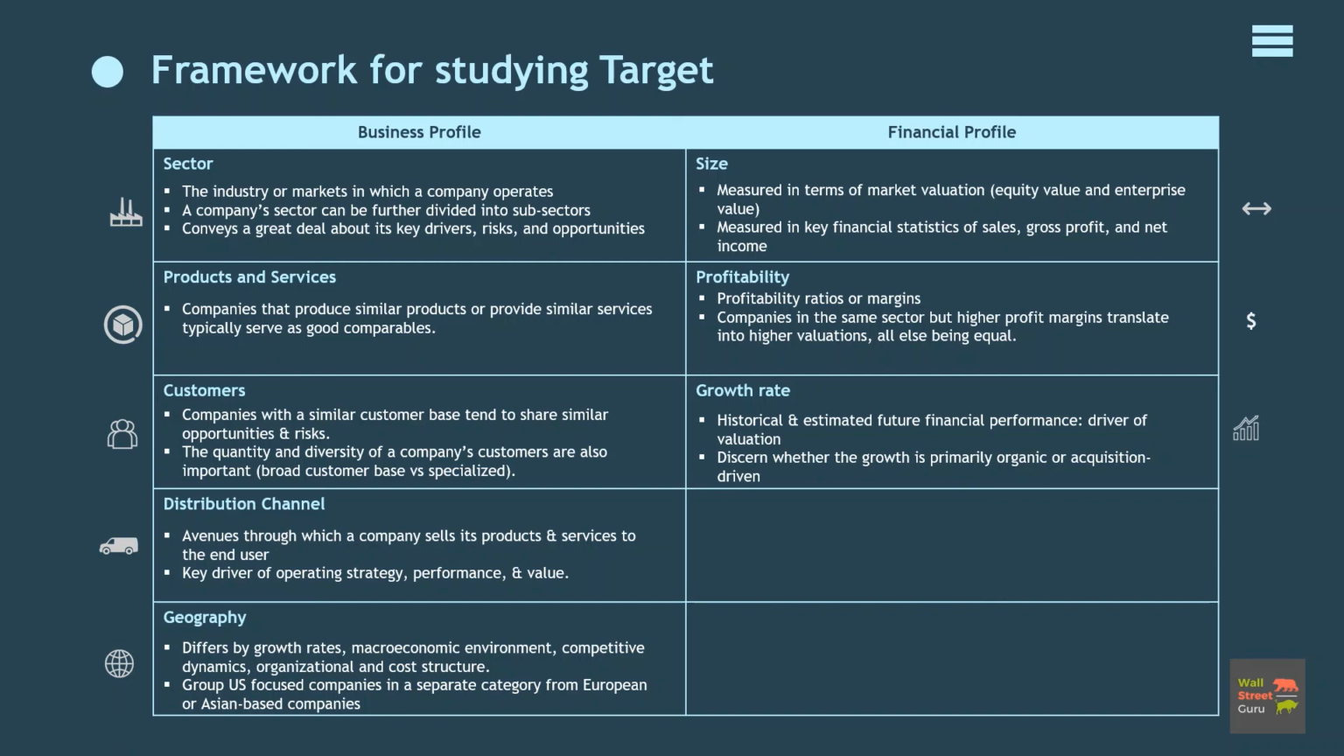Using the above framework, the objective is to find comparables with as much commonality with the target as possible, in order to screen out suitable comparable companies for valuation analysis. Please refer to our other video on comparable companies analysis for the step-by-step approach in performing the valuation analysis.